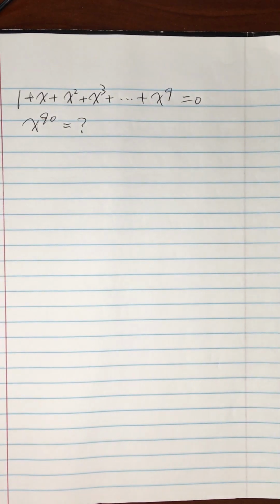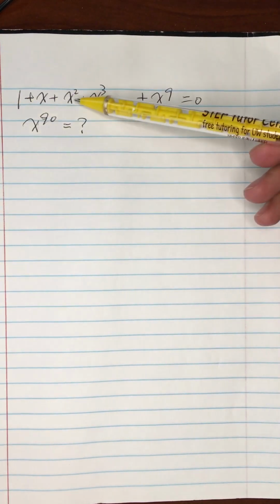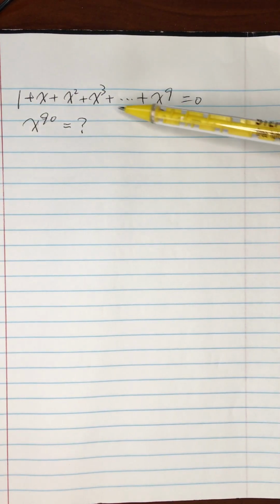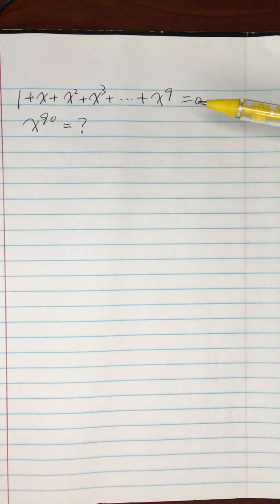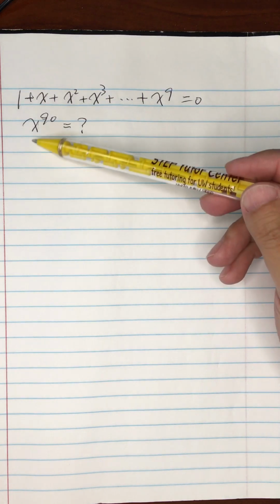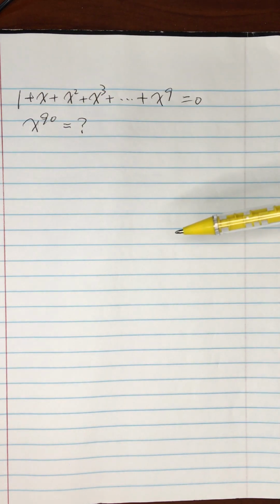Now let's solve this interesting problem. We're given that 1 plus x squared plus x cubed plus all the different terms and plus x to the ninth power equals 0. And we're asked to evaluate x to the 90th power. So how do we do that?